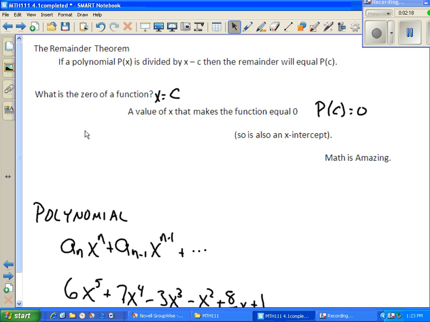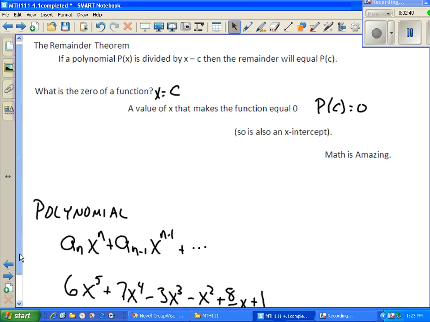Okay, the remainder theorem. If you take a polynomial p of x divided by x subtract c, the remainder will always equal p of c. A zero of a function is a value of x that makes the function equal 0. So it's also an x-intercept. Math is truly amazing. And by the way, do you know what a polynomial is?